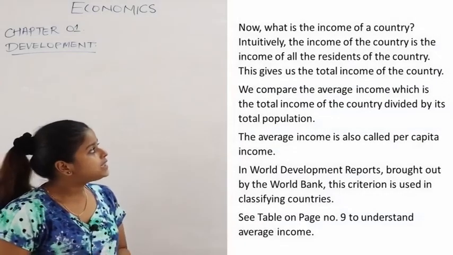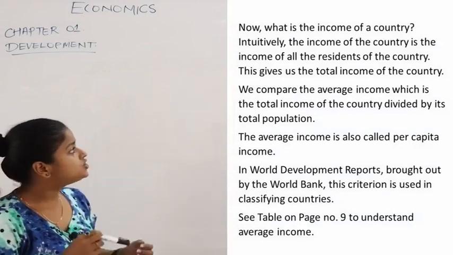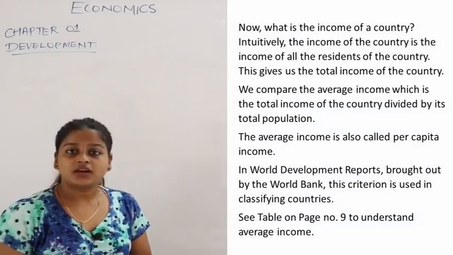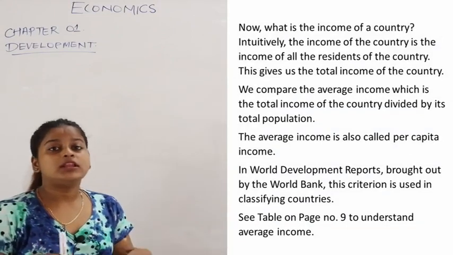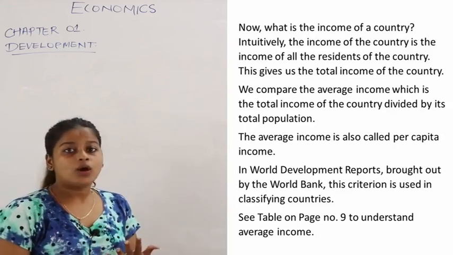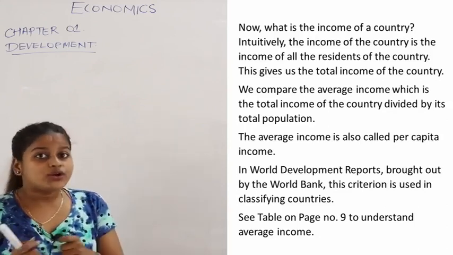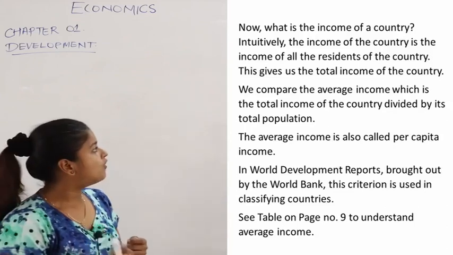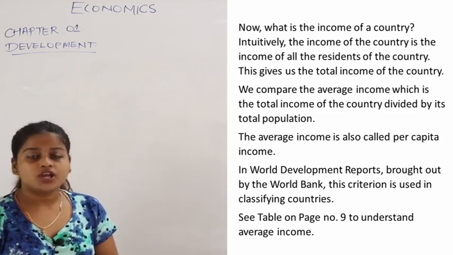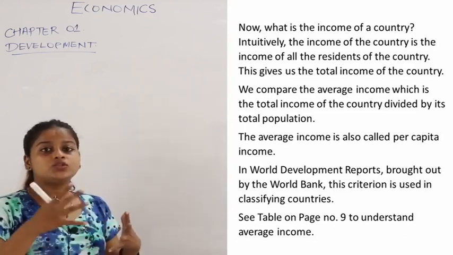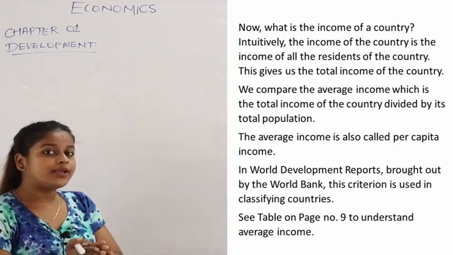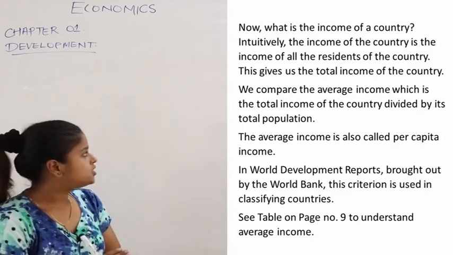Now, what is the income of a country? Intuitively, the income of a country is the income of all the residents of the country. All the people in the country who are working and earning money, the total of their income is the income of the country. So when we calculate the individual incomes and add them all up, that is how we get the income of the country.